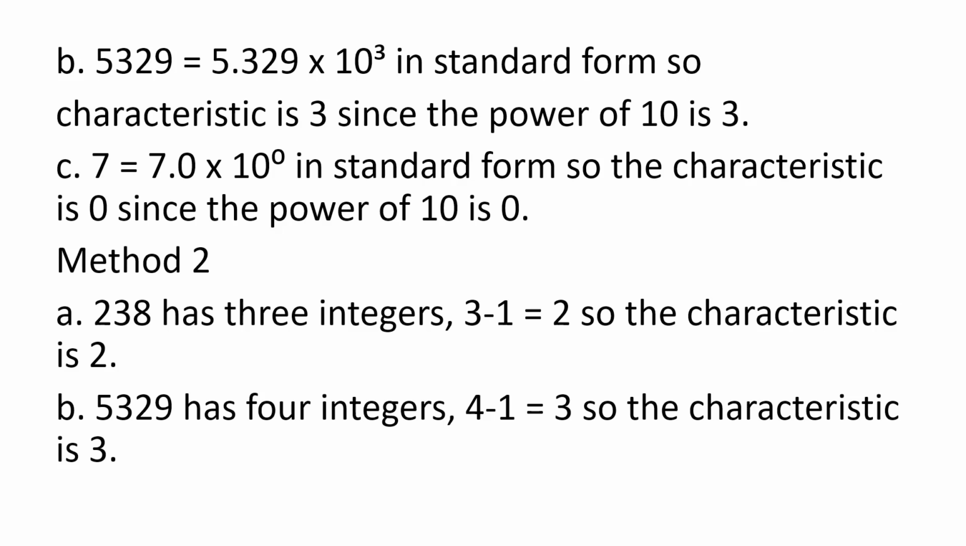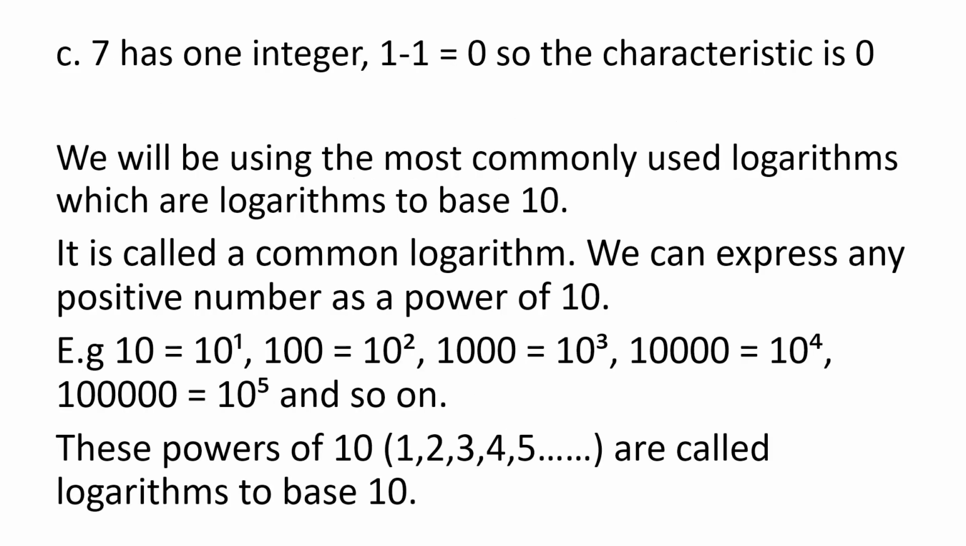Method 2. A. 238 has three integers. 3 minus 1 is equal to 2, so the characteristic is 2. B. 5329 has four integers. 4 minus 1 is equal to 3, so the characteristic is 3. C. 7 has one integer, so 1 minus 1 is equal to 0, so the characteristic is 0.